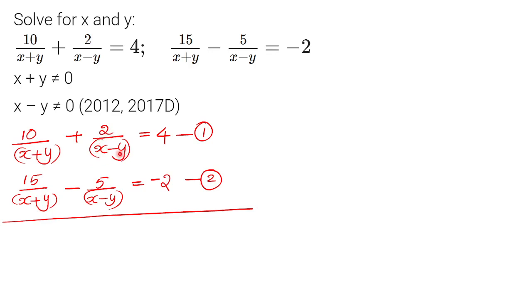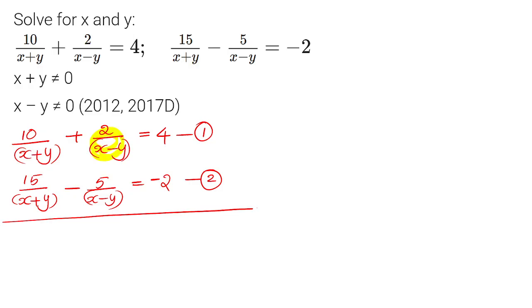Here 2 by x minus y, 5 by x minus y. By adding or subtraction, they will not be cancelled. I want the identical terms up and down. Understood? Up and down, I want the identical terms. So here I can make the identical terms. I will discuss. Listen carefully. It is a tough question.